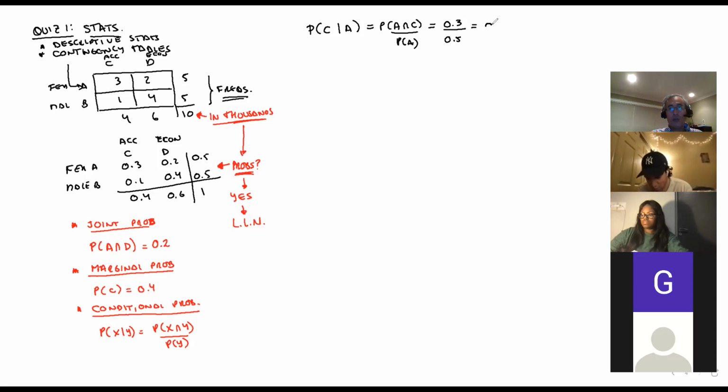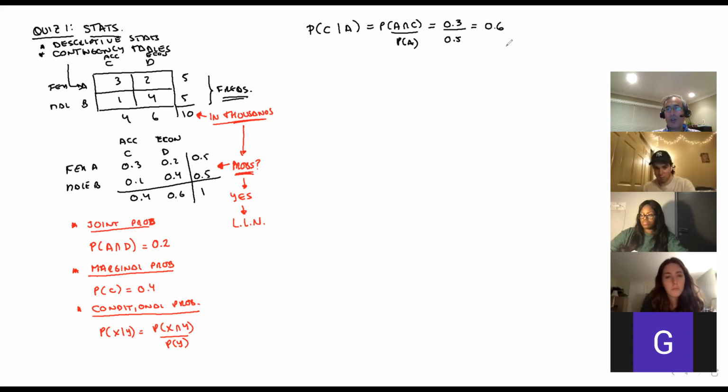So this is equal to 0.6. Do you agree? Professor, is the probability of being an accountant 0.0? Oh, never mind, sorry. Do you agree? The probability of being an accountant and female is 0.3, this number here.